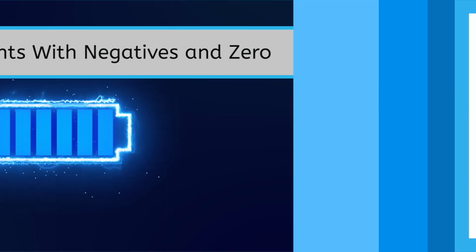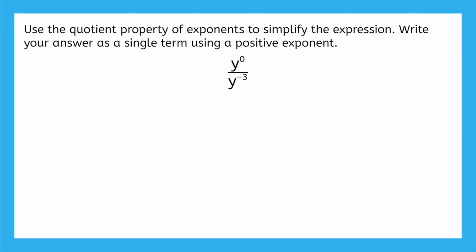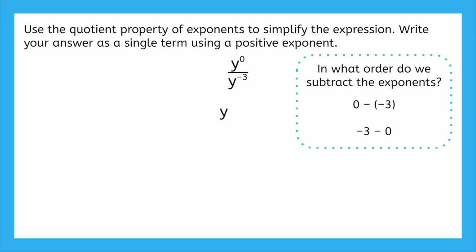Let's try it out with a few negative and 0 exponents. We'll use the quotient property here to simplify y to the power of 0 over y to the negative third power, writing our answer with a positive exponent. Since the exponents have the same base, y, we can use the quotient property to subtract their exponents. The base will still be y, but in what order do we subtract the exponents?